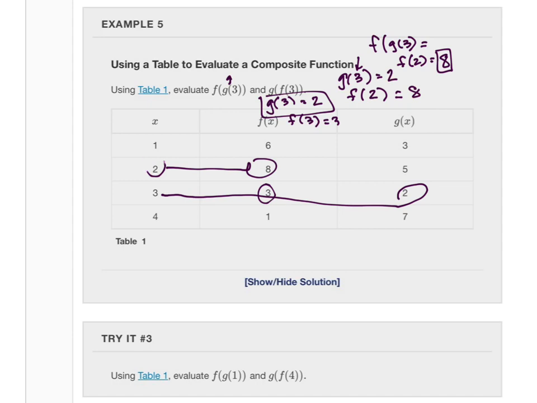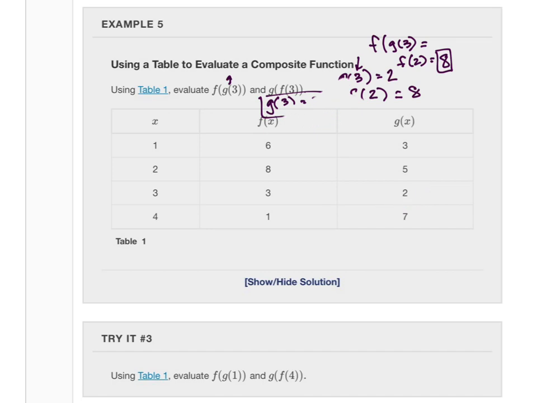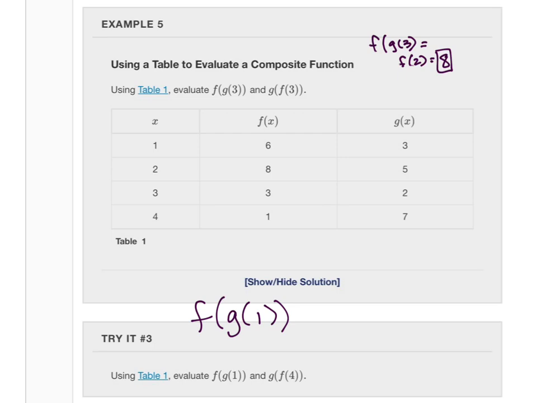Okay, I'm going to erase this stuff on this table. I want you to use this exact same table to do this try it down here at the bottom. The try it says find f of g of 1. I'll blow this table up really big in just a second. F of g of 1, and you're also finding g of f of 4.